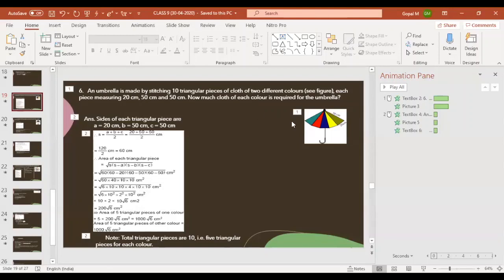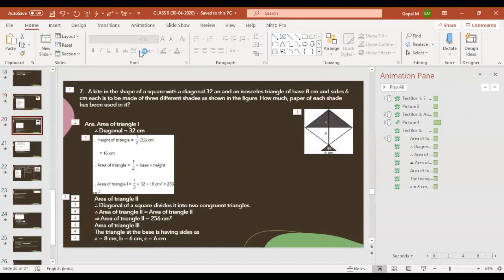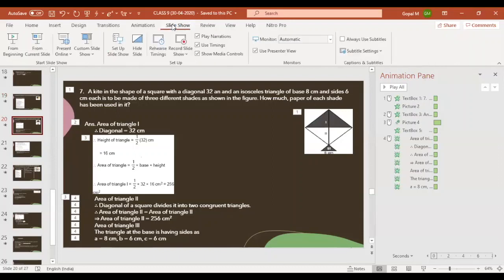Out, and here they're asking, there are 5 colors. So what is the area of the 5 colors they asked? By using Heron's formula, we found the area of the cloth used to make this umbrella. This was our last question, children. Am I clear, children? Yes, ma'am. I hope you all have practiced and written it in your notes.